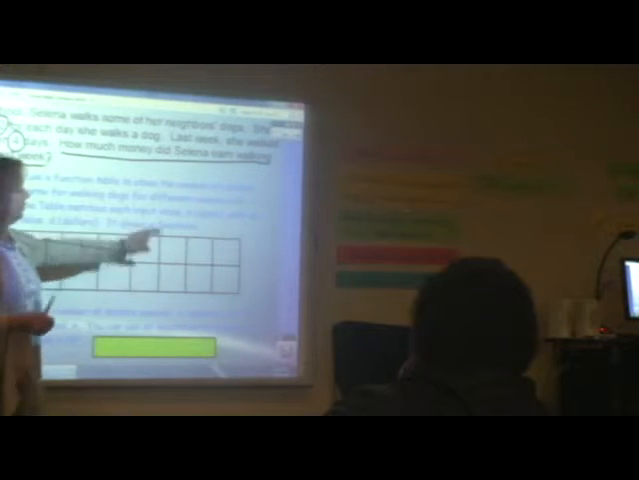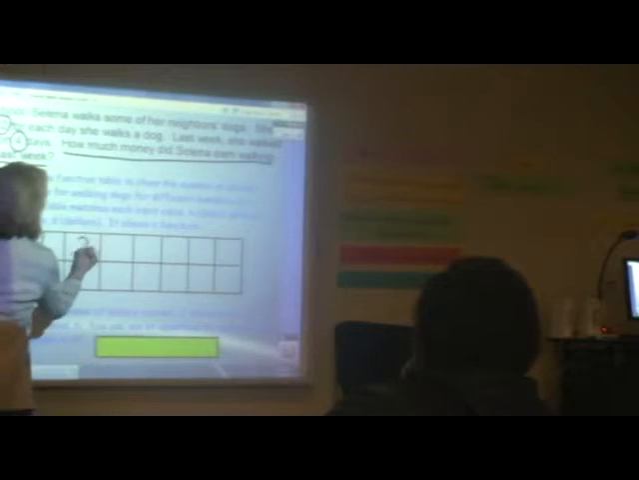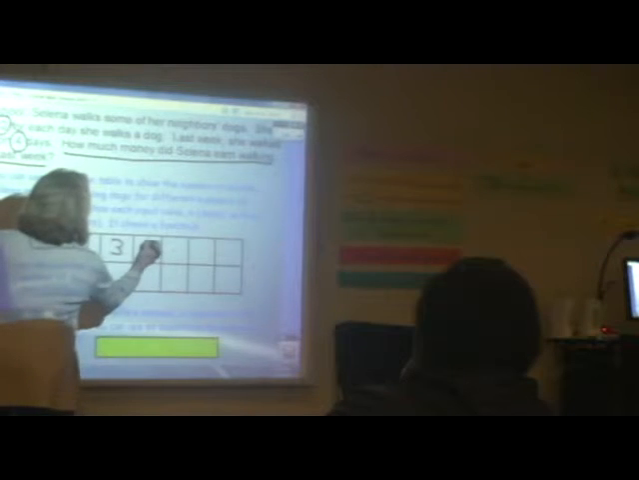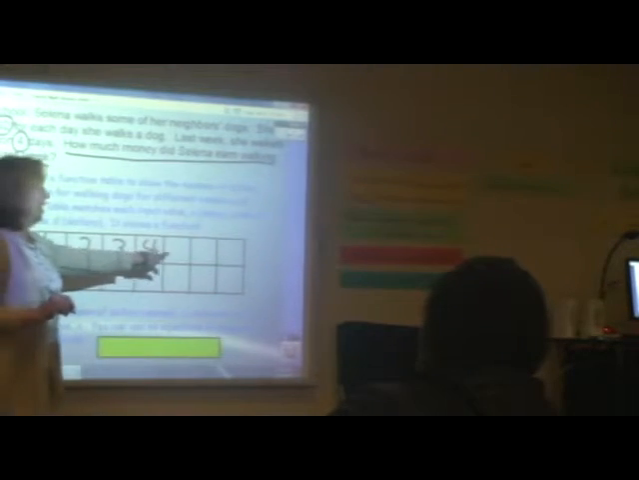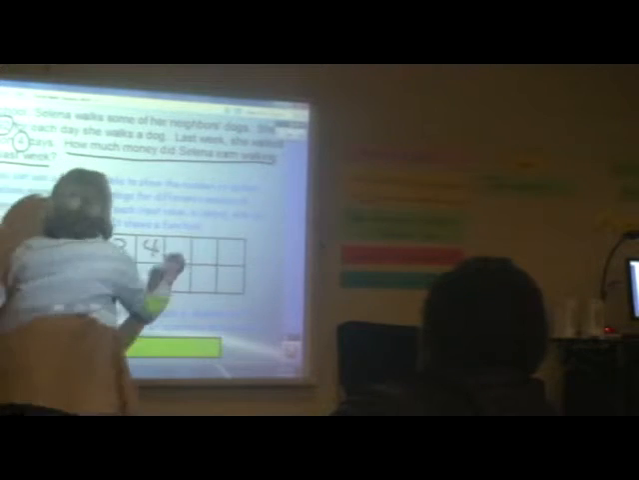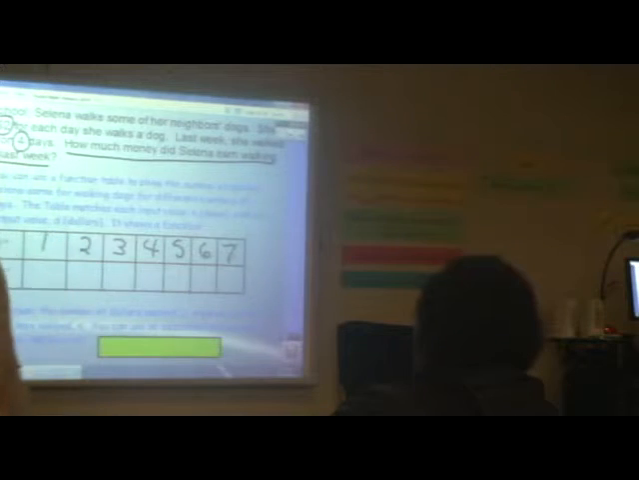It shows a function. So what I'm going to do is, since I'm working with 4 days, I'm going to number starting with 1, 2, 3, 4, 5. This is going to answer my question, but I've got extra spaces, and I'm going to go on and fill that in. 6, 7.